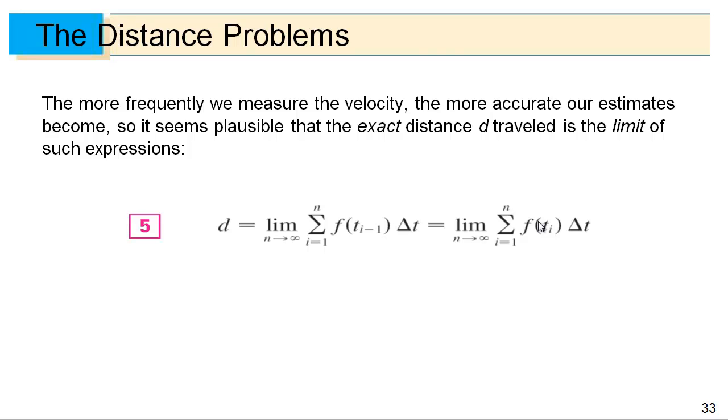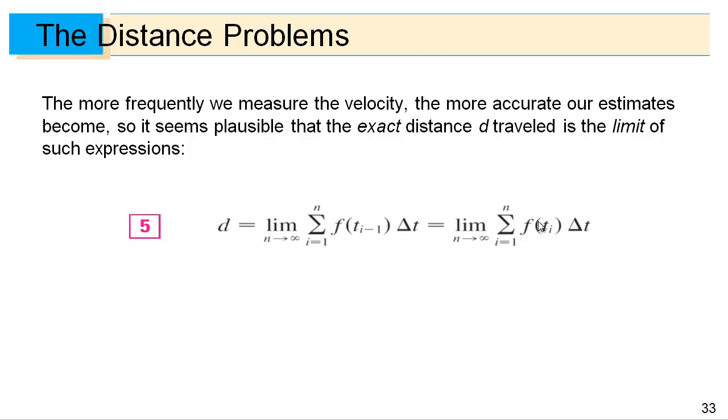Just like we saw, the more frequently we measured the area of the rectangles, the more accurate the area under the curve became. So it should seem kind of plausible to you that the exact distance traveled is going to be the limit of these expressions. If we let n go to infinity of this sum, it's going to be the same thing as if we let n go to infinity of the other sum, this being left hand, this being right hand. And that's going to give us the distance.